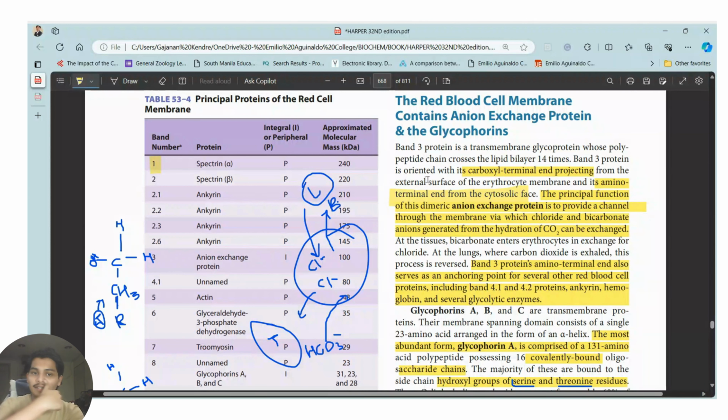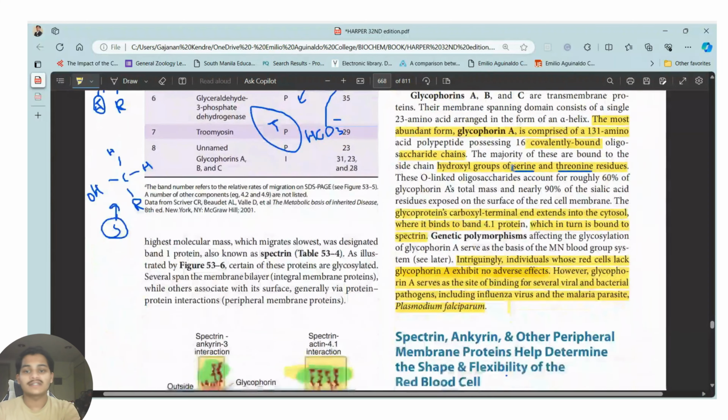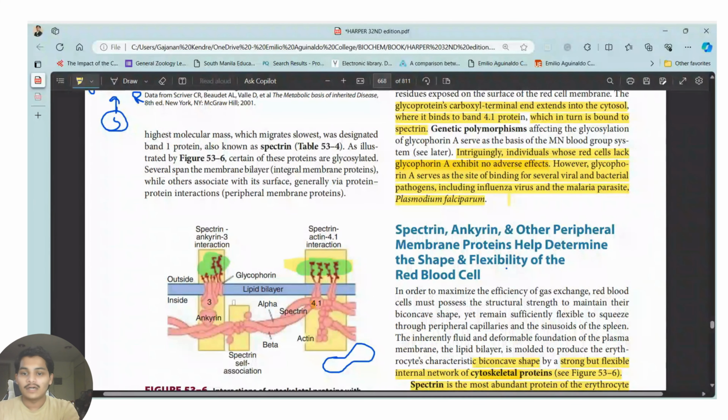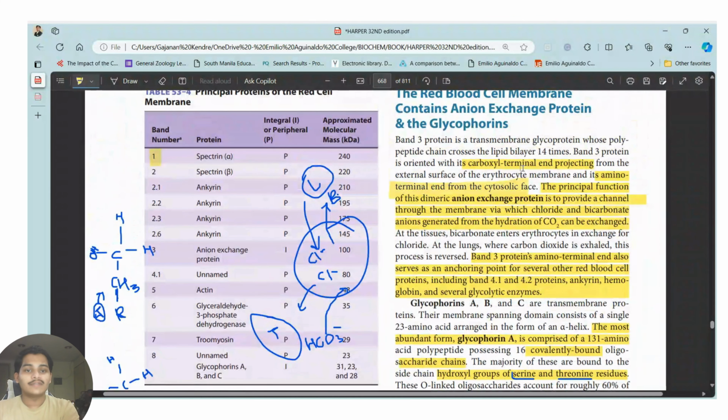These band 3 proteins are transmembrane glycoproteins. The carboxyl terminal of this band 3 protein will be outside of the RBC, and the amino terminal will be in the cytosolic phase, meaning facing the inside of the RBC. The principal function of this protein is to provide a channel through which chloride and bicarbonate ions, formed by the hydration of CO2, can be exchanged.